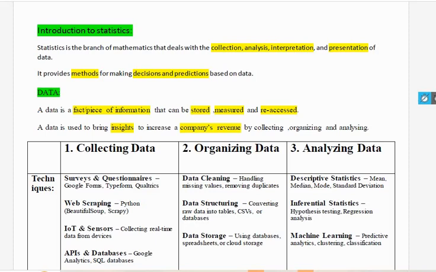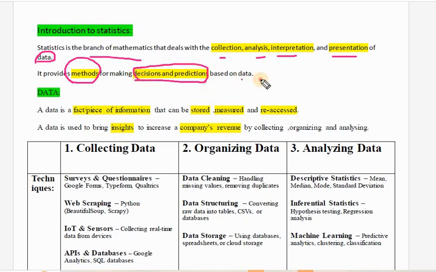In this video, we will be seeing a few of the introductory topics related to statistics. Statistics is the branch of mathematics which deals with collection, analysis, interpretation, and presentation of data. It mainly provides methods for making decisions and predictions based on data. What is data? Data is nothing but a fact or piece of information which can be stored, measured, and reaccessed.